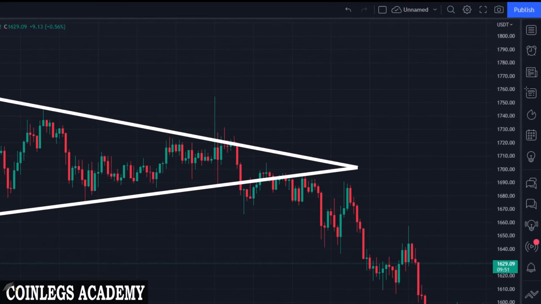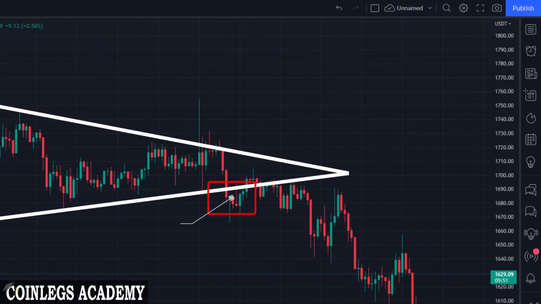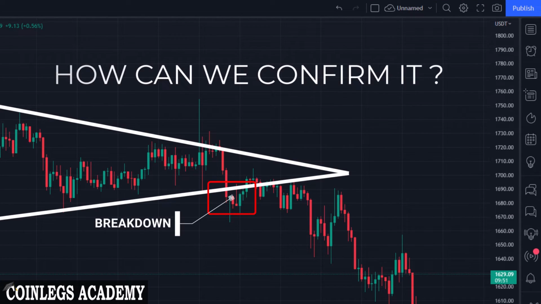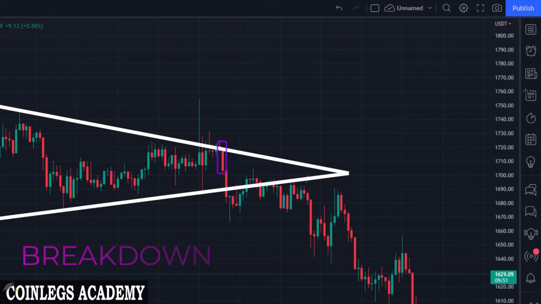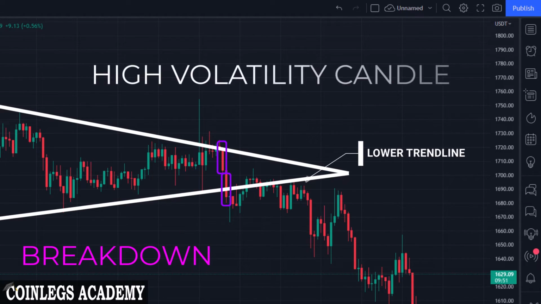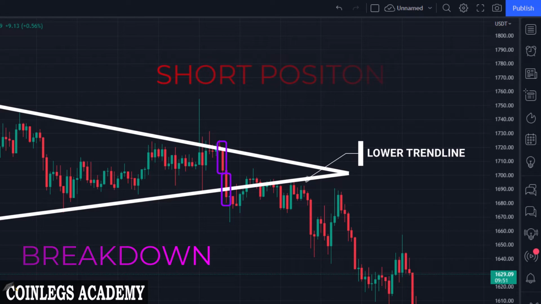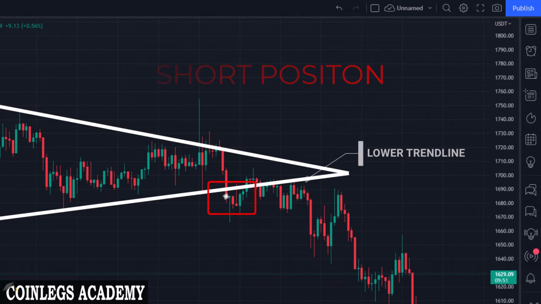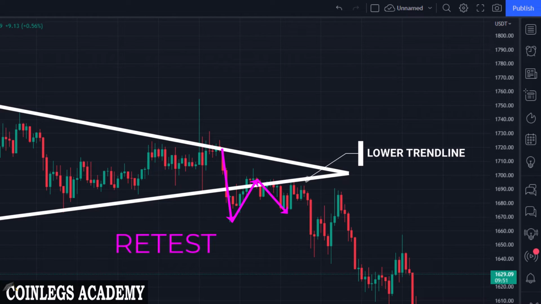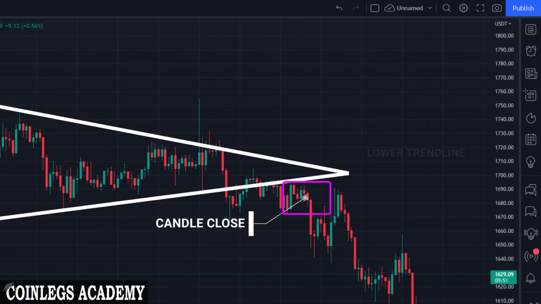If we look at this area, we have a breakdown, but how can we confirm it? Price broke down this lower trend line with a high volatility candle. This is our first signal for a short position. After the breakdown, price retests this lower trend line and closes the candle below the trend line. This is our second signal for a sell position.